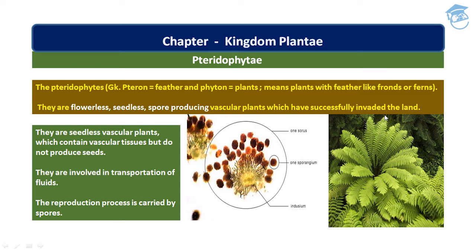Students, what do you picture when you think of ancient forests or even modern forests? It's hard to think of a forest without a lush green abundance of ferns, right? But what makes ferns and their relatives so special? The group Pteridophyte, the wing plants or the feather plants, because pteron means feather and phyton means plants. So pteridophytes are feather plants or wing plants.